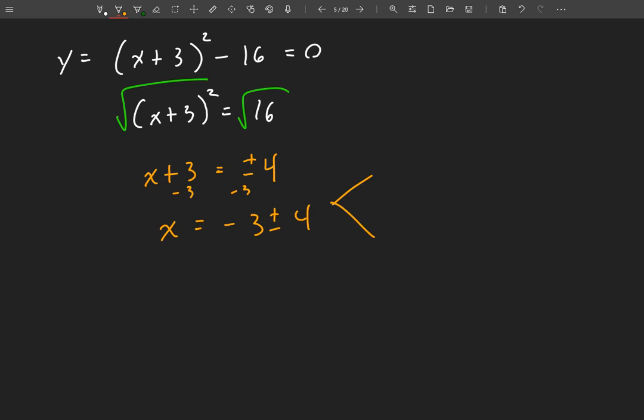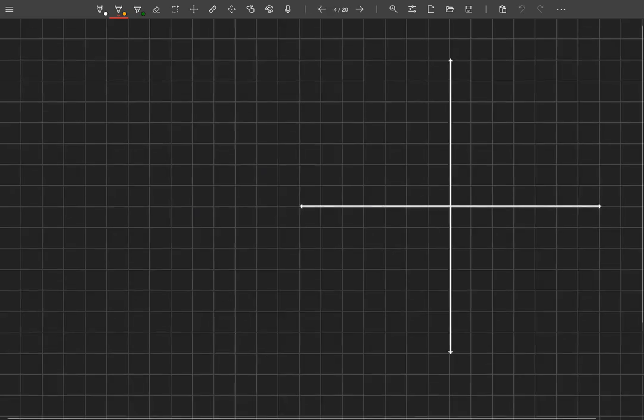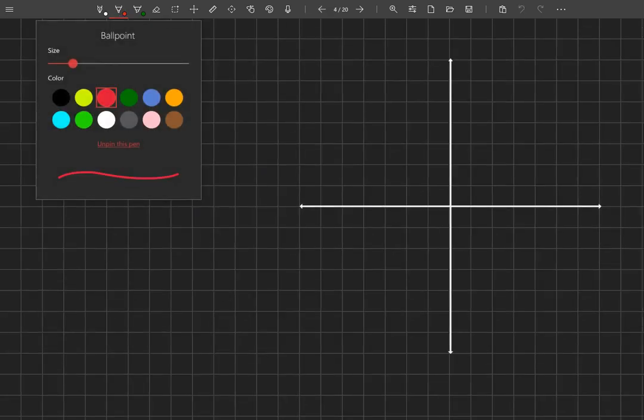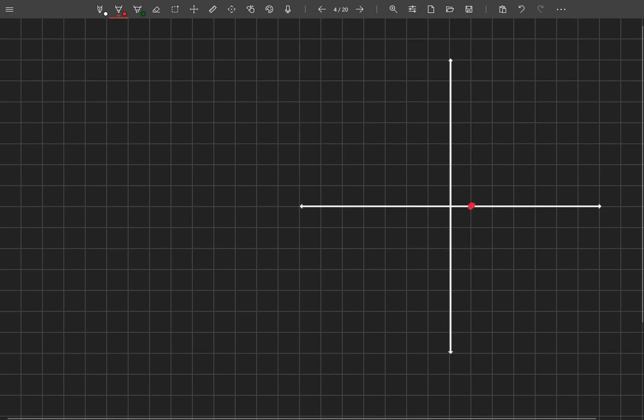And that's going to give me two solutions. Negative 3 plus 4 is 1. Negative 3 minus 4 is negative 7. And those are my two roots. Now, I could go over here and I could plot those. So that was 1, negative 7. 1, 2, 3, 4, 5, 6, 7. And then if I wanted to plot my vertex, I would go all the way down to negative 3, negative 16. But we're not going to do that right now. But this is where those roots would be.